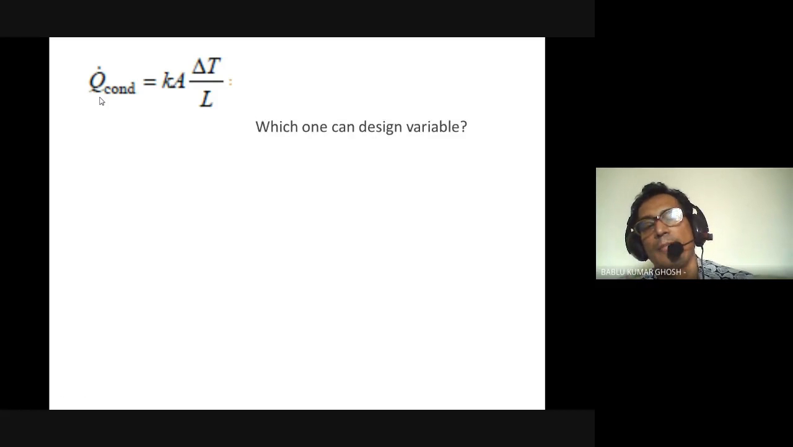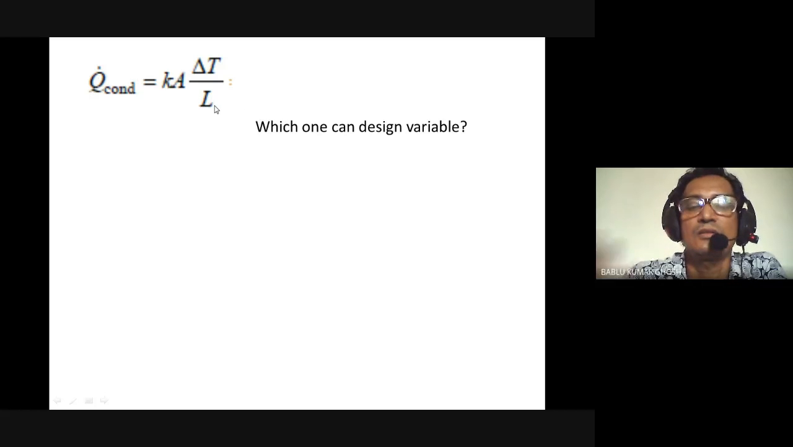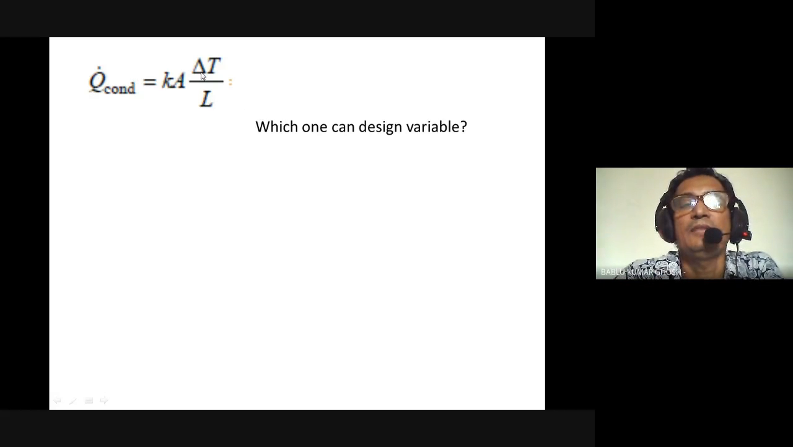Q means the conductive flow of heat or energy from inside the room to outside the room, which is determined by the cross section of the wall. How protective is it in controlling the flow of air inside? So which variables can we design? What are the variables of the design? That is the length or cross section of the wall, and definitely the temperature.